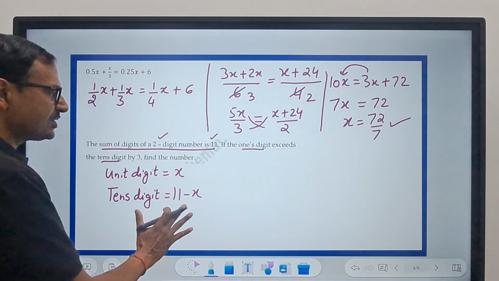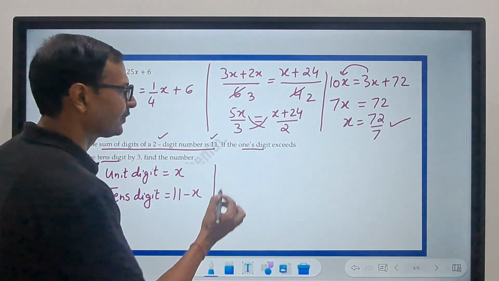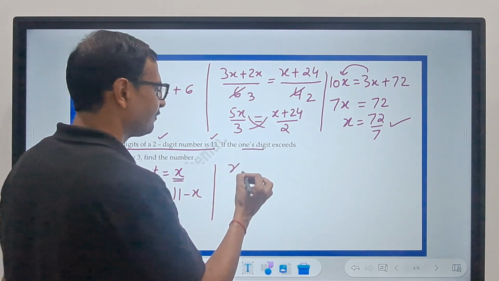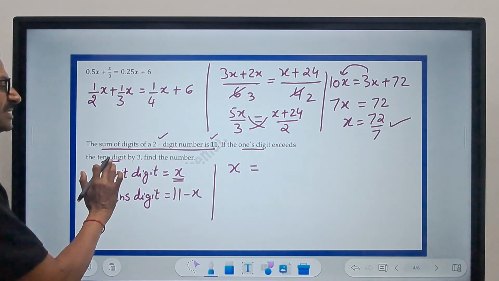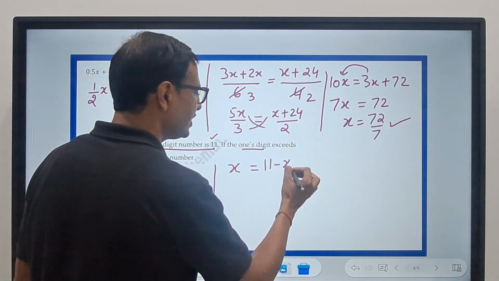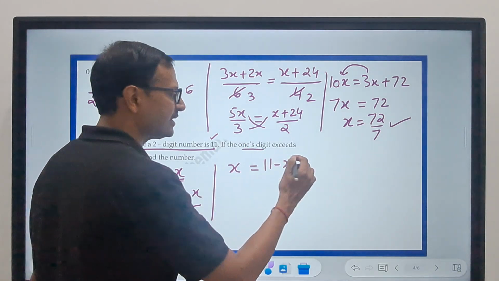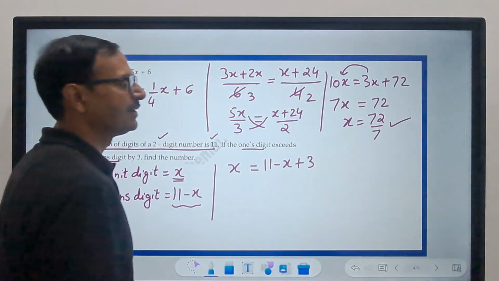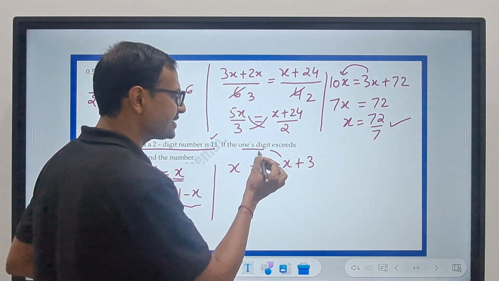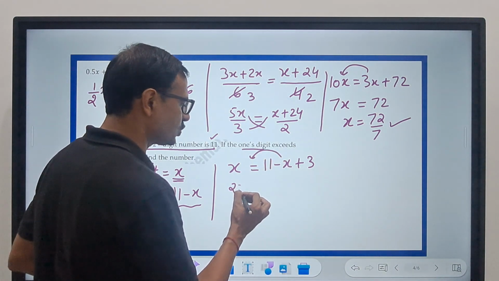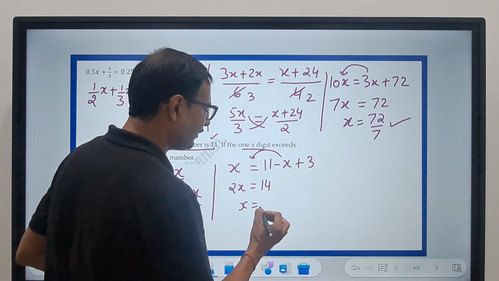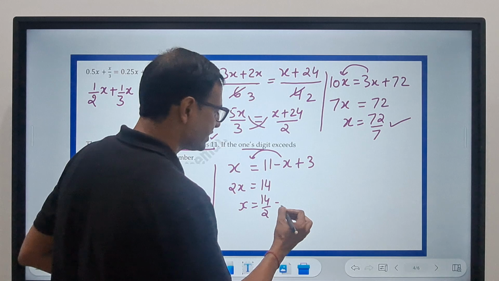Now I have assumed the digits. Let's frame the equation. If the ones digit, so what is the ones digit? x exceeds the tens digit by 3. So 11 minus x is the tens digit, and this number exceeds this by 3. So exceeds means plus. So this is the simple equation which we have to solve. Now you can bring minus x to this side. So x plus x becomes 2x, and 11 plus 3 is 14. So here value of x is 14 upon 2, that is 7.